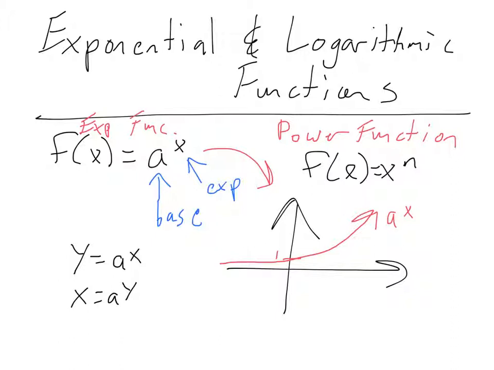And other than that, you have a horizontal asymptote. It grows really quickly to the right, and that's generally what an exponential function looks like. They're pretty simple functions. They don't do a whole lot of stuff, unlike rational functions, which can be kind of crazy, and polynomial functions, which can also be kind of crazy.